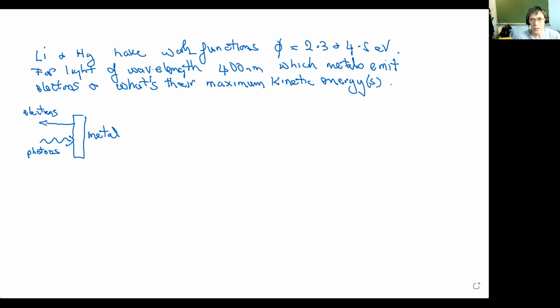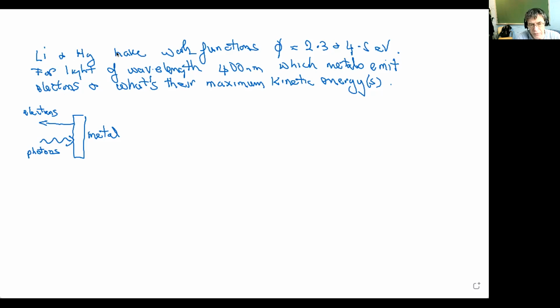So the photoelectric effect was important in revealing this sort of wave-particle duality of light, that it exhibits both particle-like properties and wave-like properties. In this particular problem, we're asked to imagine two metals. One is lithium and one is mercury.